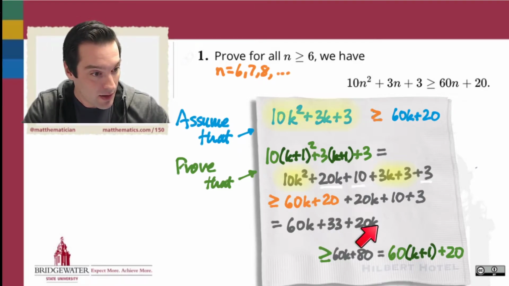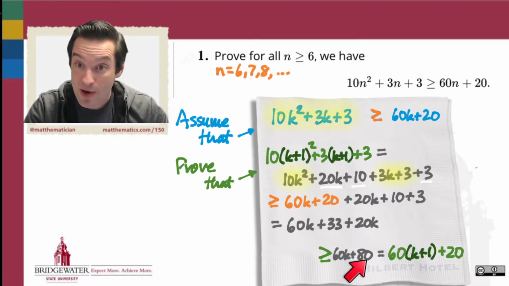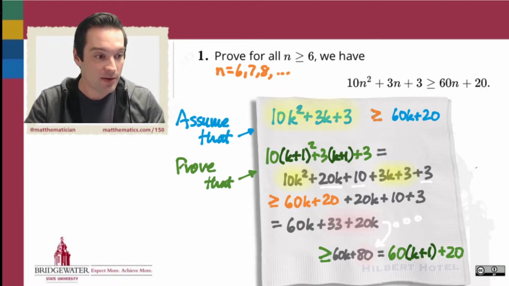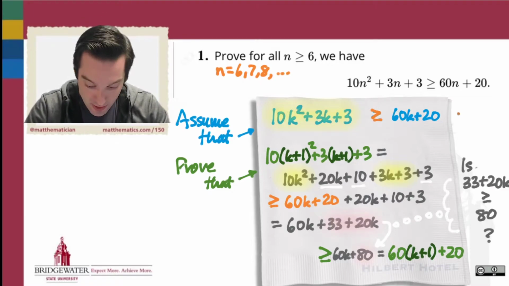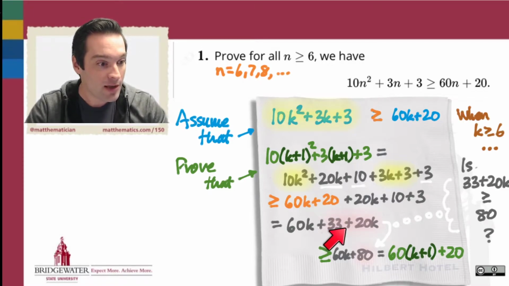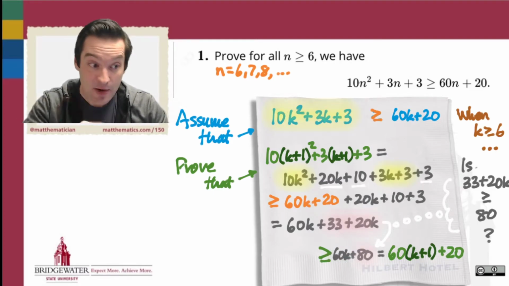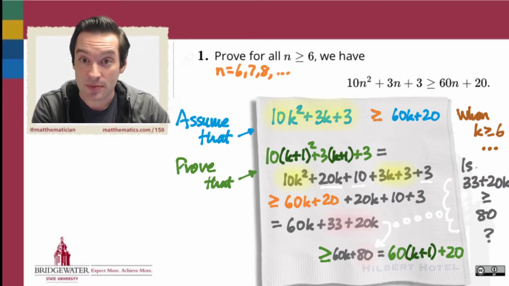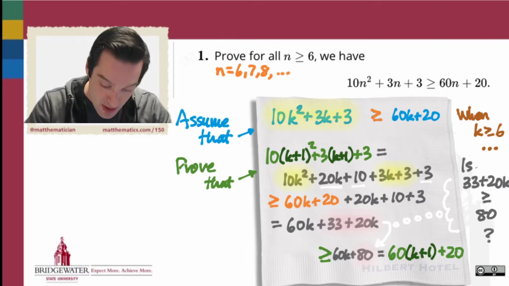Which on our expression here is 33 plus 20k, and the expression we're trying to get to is 80. So I've now reduced my whole argument down to the question of whether or not we can guarantee that 33 plus 20k is greater than or equal to 80. If we can guarantee that, then we have established this inequality. And so I pull that off to the side.